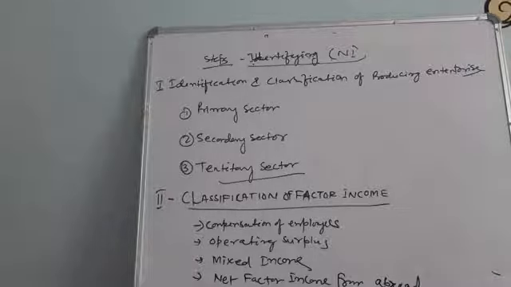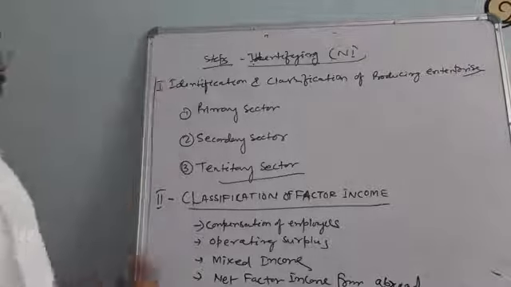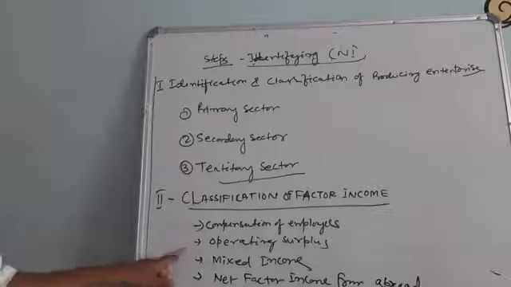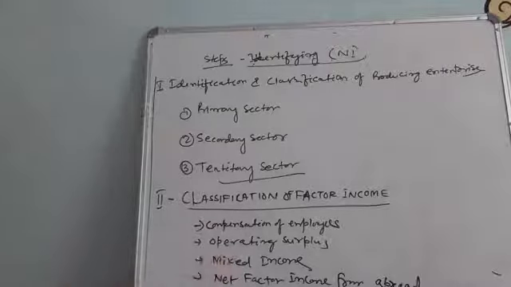Then we will get national income by income method. These are the stages: identification and classification of producing enterprises, second the classification of factor income, compensation of employees, operating surplus, mixed income, and net factor income from abroad.